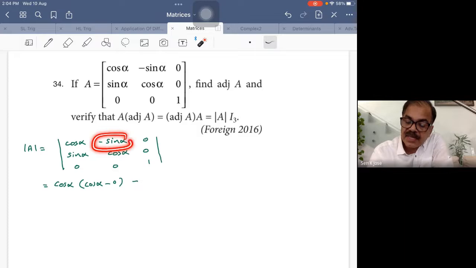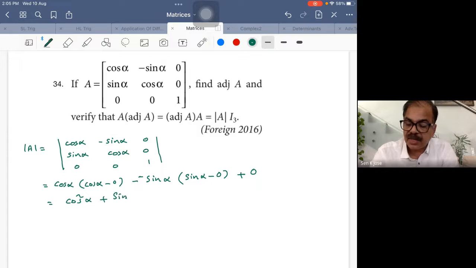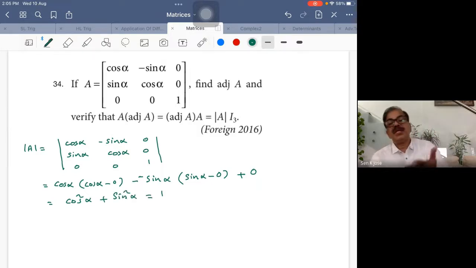The next sign is minus, and pick up the element. The second element is negative sin alpha. So minus is going to be plus now. Plus sin alpha into its minor. What's the minor of minus sin alpha? Delete the row and the column, cross multiply: sin alpha minus 0. And then plus 0 into anything is 0, so I don't do anything with that. That's going to be cos square alpha plus sin square alpha, which is 1. That's determinant A. Determinant A is 1.